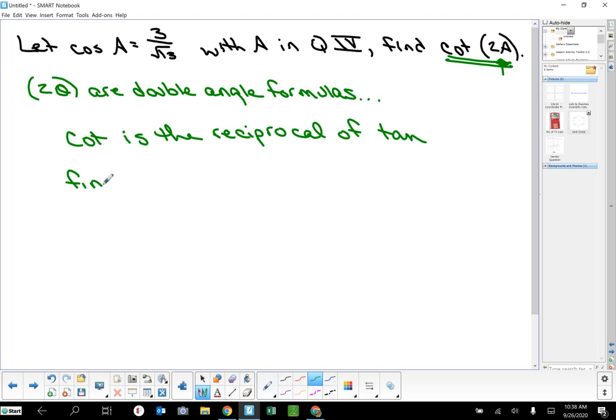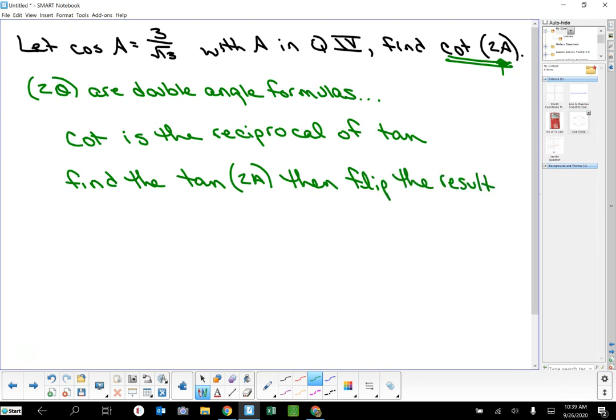We are going to find the tangent of 2A and then flip the result to get the cotangent of 2A. Okay, so we're going to find tangent, and if we flip it, we get cotangent. All right, so we also have some super useful information here.